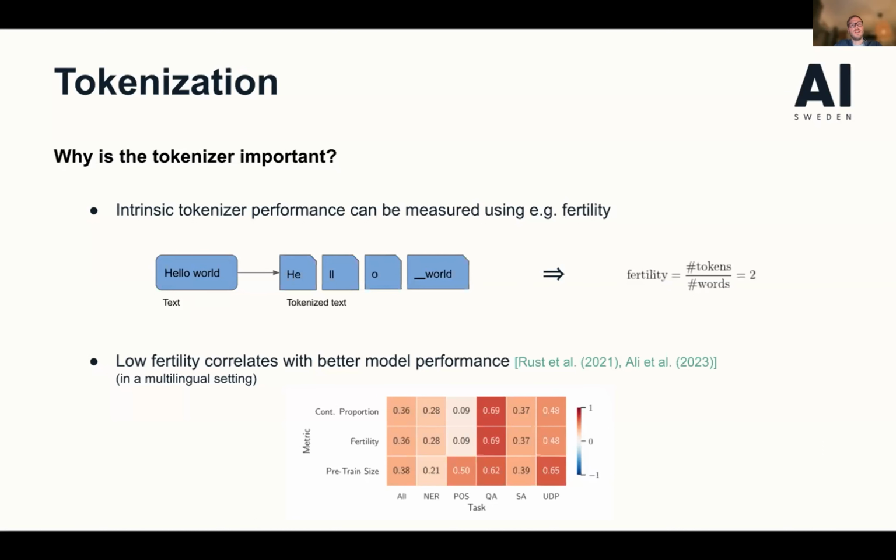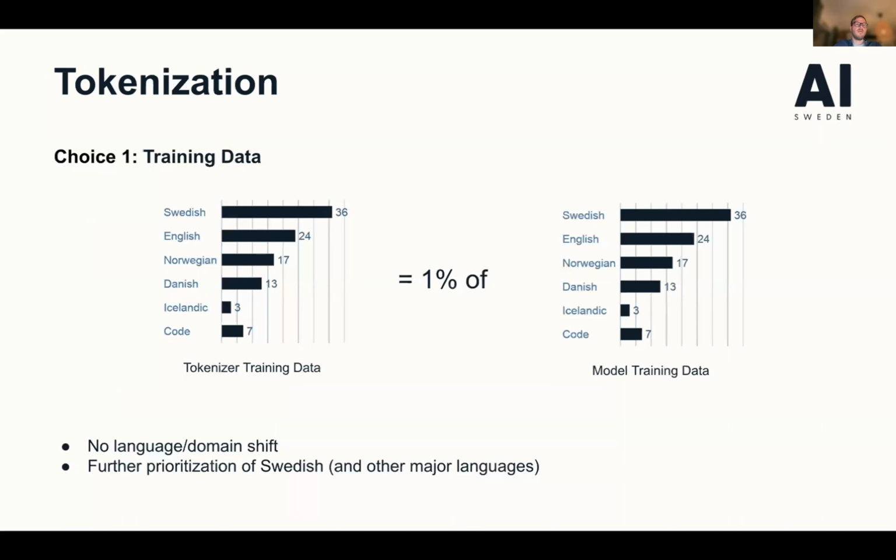So what can we do to reach a good low fertility? We basically have 2 choices. First one is the training data that we choose to train, not the model, but the tokenizer. And what we did is we sampled a representative sample, 1% of the actual model training data, and we kept the language distribution and category distribution constant. That is a design choice, but we did this on purpose because it's conceptually clean, as there's no language or domain shift between the model training data and the tokenizer training data. But what this also means in practice is our tokenizer is a further prioritization of Swedish.